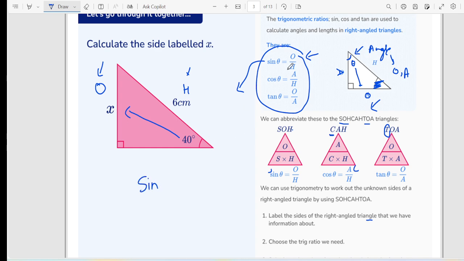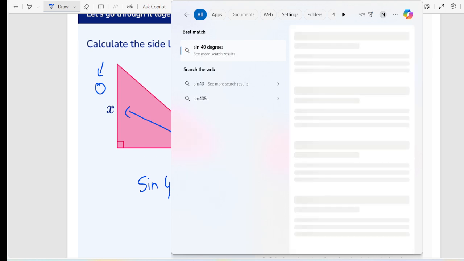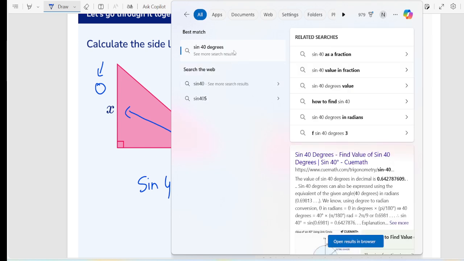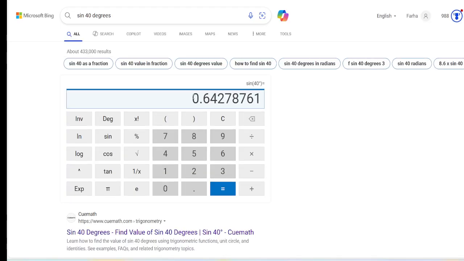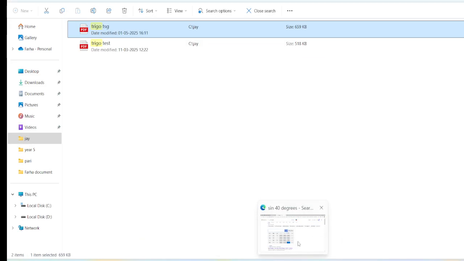So I will use sine to find this opposite side. Sine theta, this theta is 40 degrees. So sine 40 degrees is equal to opposite over hypotenuse. Opposite is x, so I will put x there, and hypotenuse is 6, so I will put 6 there. Now I would use my calculator and find the value of sine 40 degrees. Sine 40 degrees is 0.64.